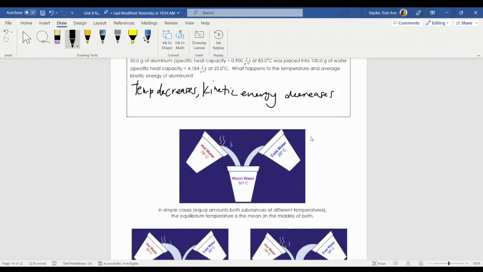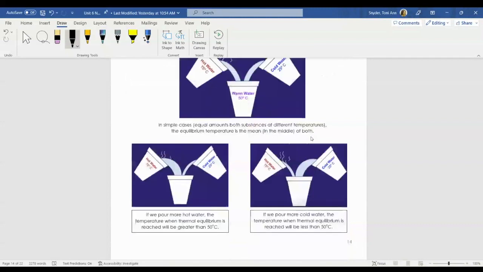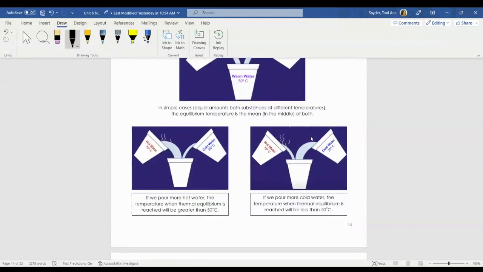Now, for thermal equilibrium, it does depend on the amount of substance. So if I have hot water and cold water, 75 degrees and 25 degrees, and I have the same amount of both of those, the thermal equilibrium would be 50. Right? That makes sense because there's equal amounts of hot water and cold water. However, it's not as easy if I have a lot more hot water, like in this example, and a little bit of cold water, or if I have a little bit of hot water and a lot of cold water. Thermal equilibrium is not as easy to calculate because it depends on how much of each type of water you have.